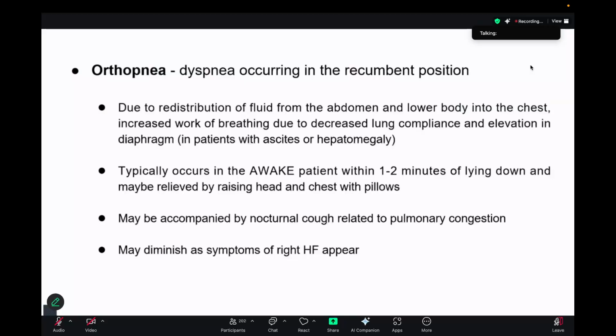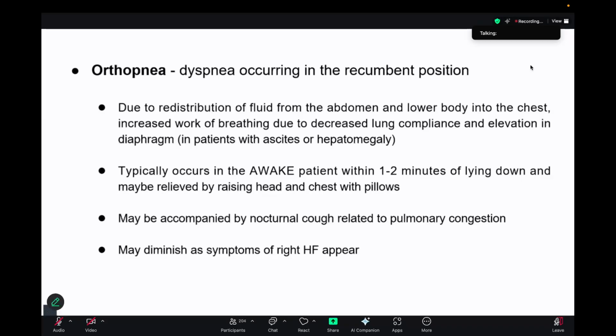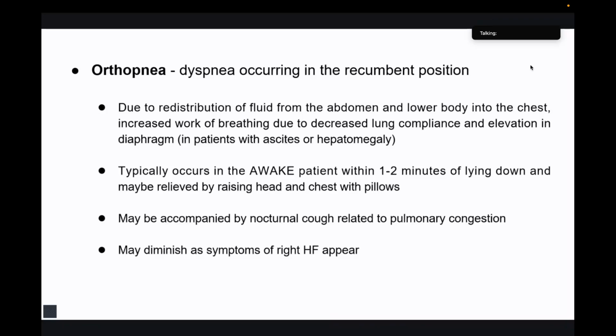Shortness of breath may increase in severity as exertional dyspnea, orthopnea, PND, or dyspnea at rest. So what is orthopnea? This is dyspnea occurring in the recumbent position. It is due to redistribution of the fluid from the abdomen and lower body into the chest. The increased work of breathing is due to decreased lung compliance as well as due to elevations in the diaphragm, especially in patients with ascites or hepatomegaly.